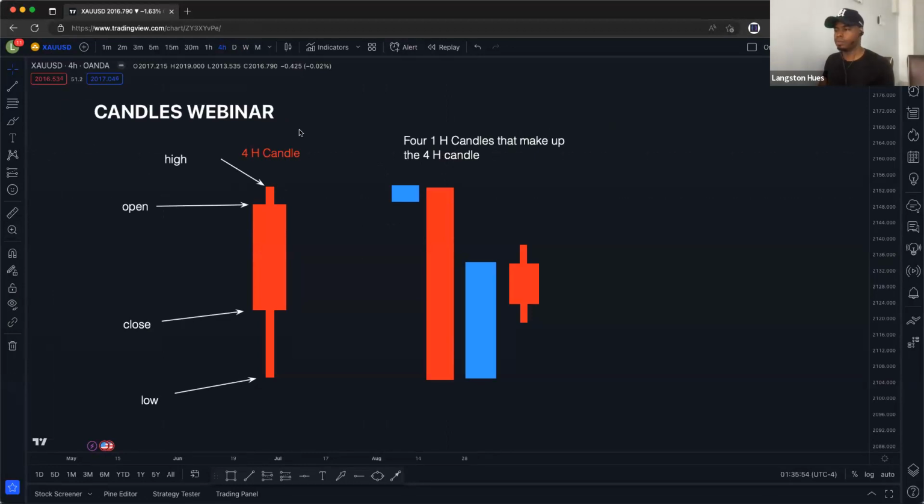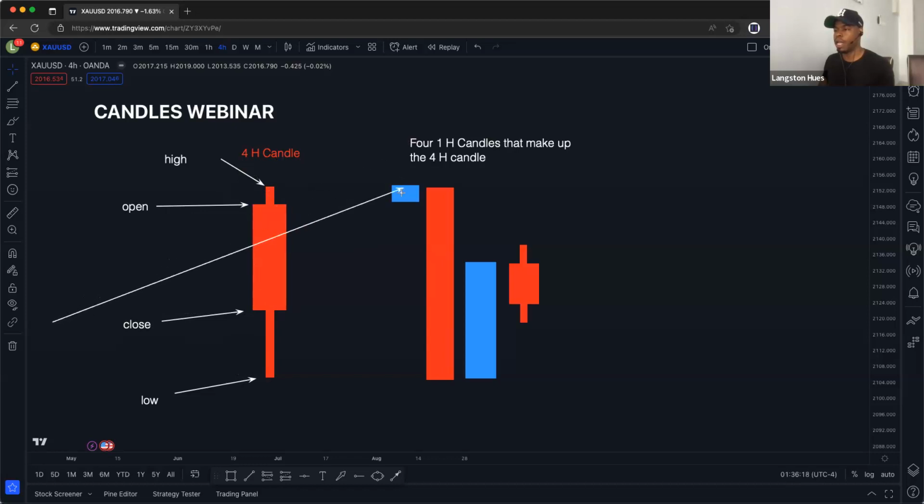So now what do we have going on here? This is our 4-hour candle, right? This is the anatomy. We made this high up here. It had an open right here. It came all the way down to create this low and then came right back up here to make this closure here, right? On the 4-hour candle.